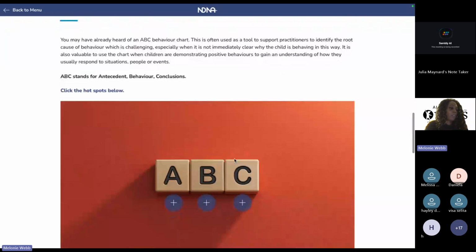So I'm sure you've all heard of the ABC behaviour chart.